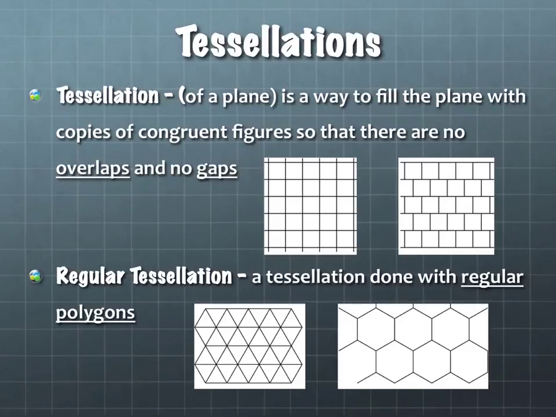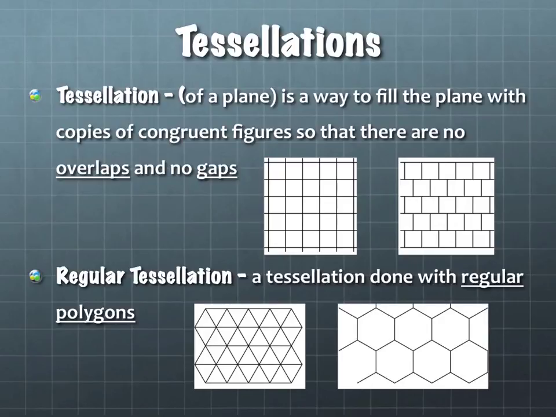These are some very boring tessellations, the first two, because they're just grids. One looks like bricks, right? Very, very boring. But they fit the description. There's no gaps, there's no overlaps, and they are congruent figures. The first one's a square. The second one might be square or rectangle, kind of hard to tell, but we've got something that's a pretty basic shape. A regular tessellation is a tessellation that's done with regular polygons.